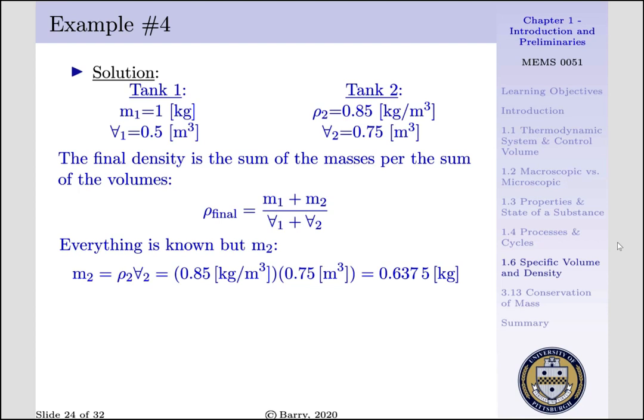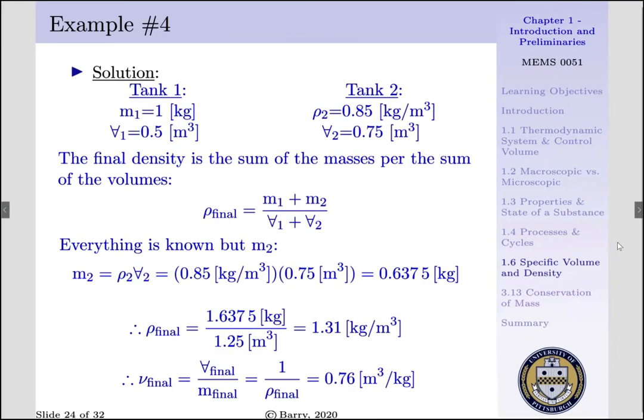Our density of 0.85 kilograms per cubic meter times our volume of 0.75 meters cubed gives us a mass of 0.6375 kilograms. Thus, our final density is our total mass, 1.6375 kilograms, per our total volume, 1.25 meters cubed. And this is 1.31 kilograms per cubic meter. Or we can say our final specific volume, which is 1 per our final density, is 0.76 meters cubed per kg.